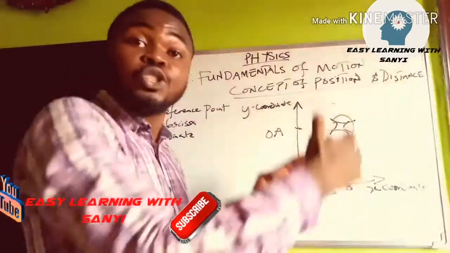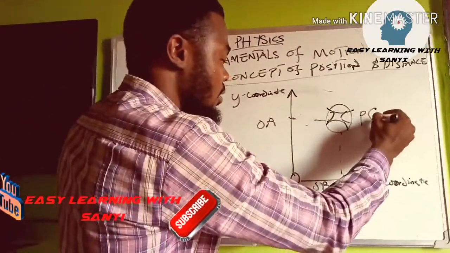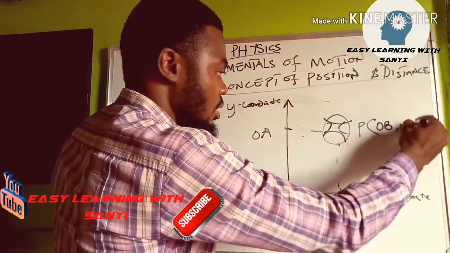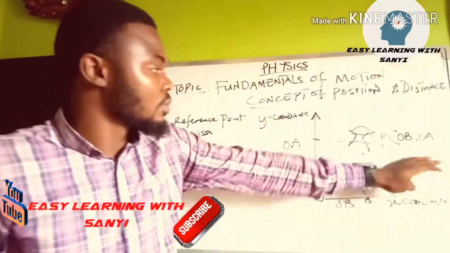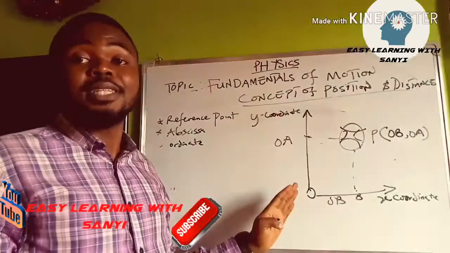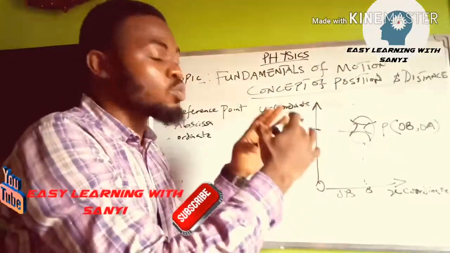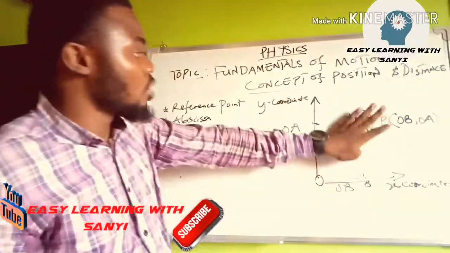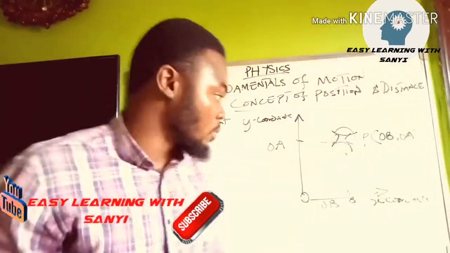Now, it means that the position of this ball on this surface is the combination of the horizontal distance and the vertical distance from the reference point to where the object is. That is what gives us the position of that object on the surface. Now, let's do something.